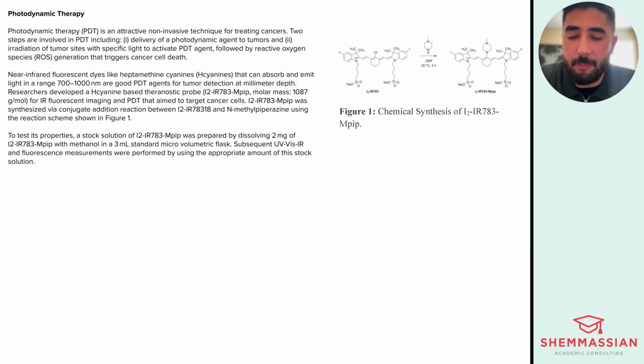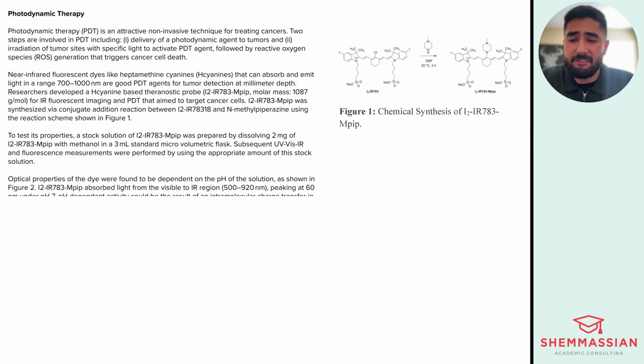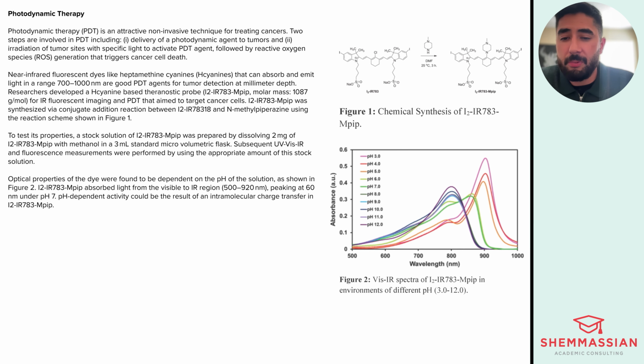Now let's jump into paragraph 4. It states, optical properties of the dyes were found to be dependent on the pH of the solution, as shown in figure 2. MPIP absorbed light from the visible to IR region, which is from 500 to 920 nanometers, peaking at 860 nanometers under pH 7. pH-dependent activity could be the result of an intramolecular charge transfer in MPIP.